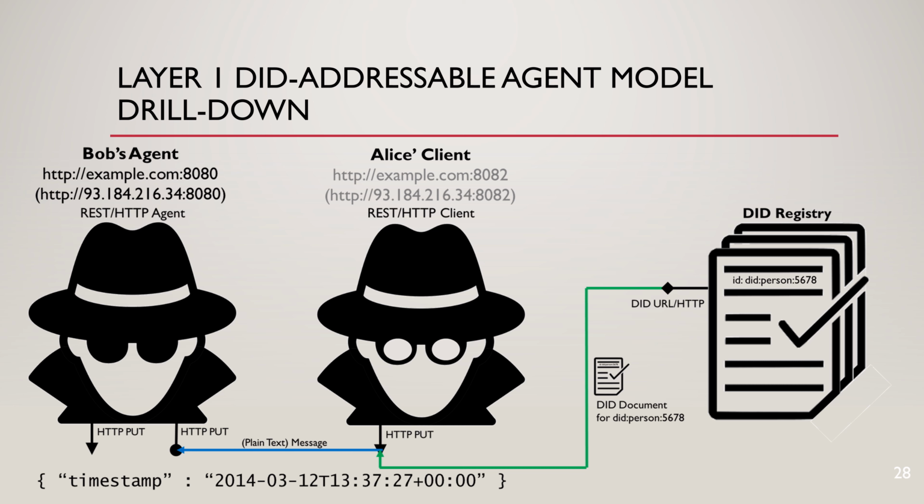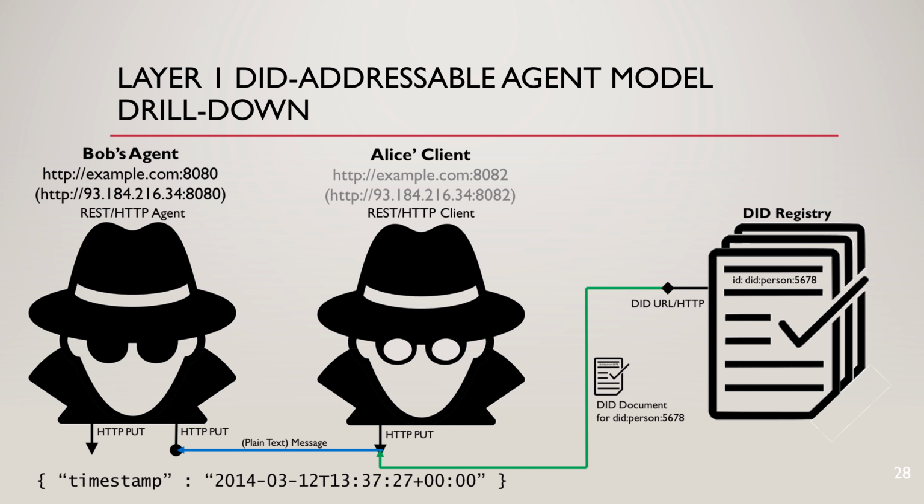Alice's client, Alice's REST client, because we're still not in the world of DIDComm yet, is going to take that DID document, find the service endpoint elements, extract the URL for the service endpoint element. It's going to be example.com:8080, like we see on the left-hand side. And then Alice's agent can use that URL, resolve it to an IP address, 93.184.216.34:8080, and send that message over to the service endpoint of Bob's agent.